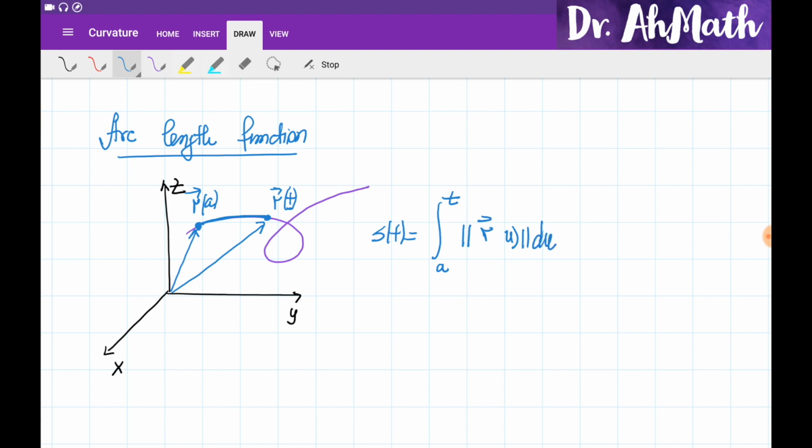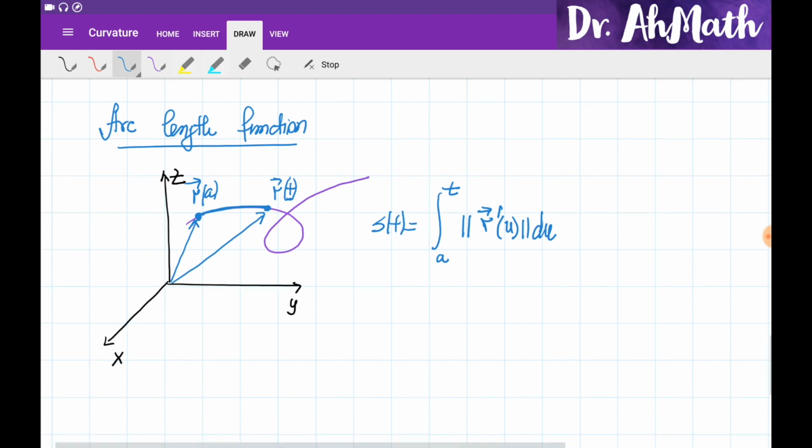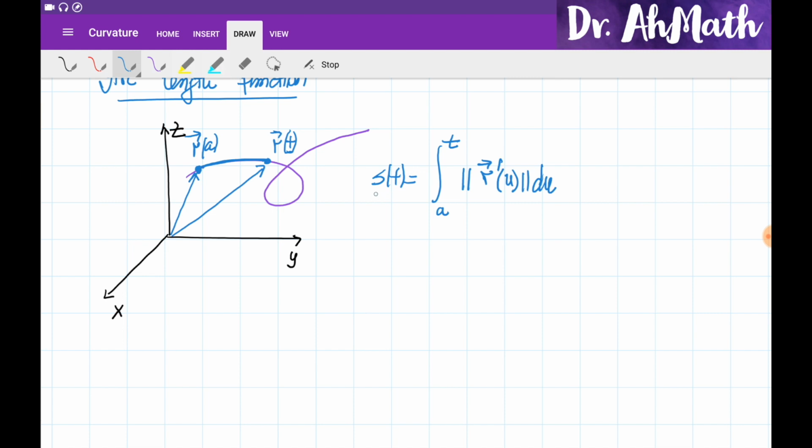So basically, I'm just defining the previous parameter t as u in order to define this function s. The beauty of this function s is that it gives us the distance, or the arc length, of the curve starting from a until any point t. For example, if I would like to find the arc length of the helix at 2 pi, I just need to integrate the norm of the derivative of the vector function of the helix from 0 until 2 pi, for example, right?